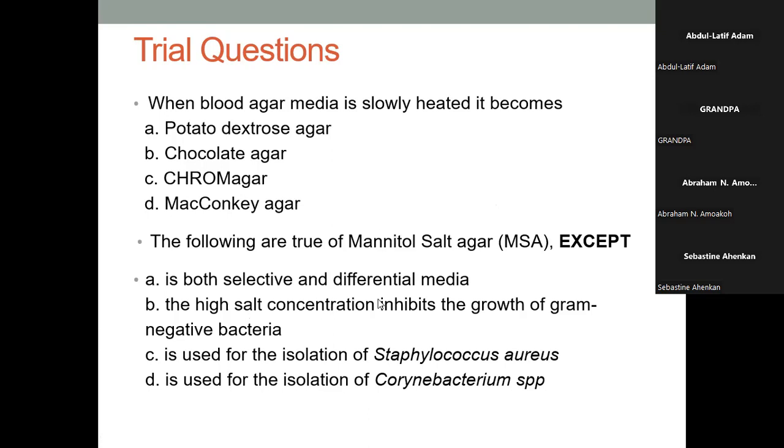Remember, they say the following are true of mannitol salt, except. So when you're reading, read well. The answer is D. The answer is D. Okay, so I also go for the D. Please don't make mistakes. When you are reading, read to the end. When there's an except, make sure you understand what they are talking about. Okay, good.